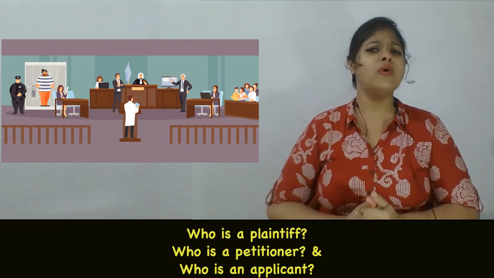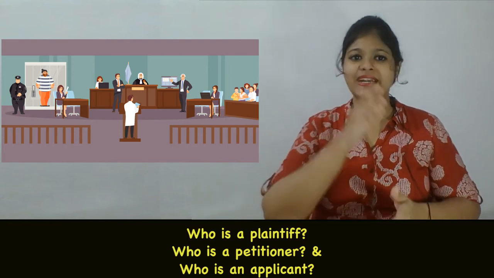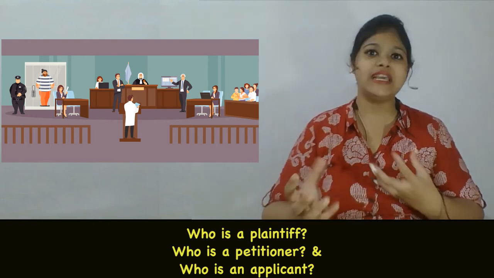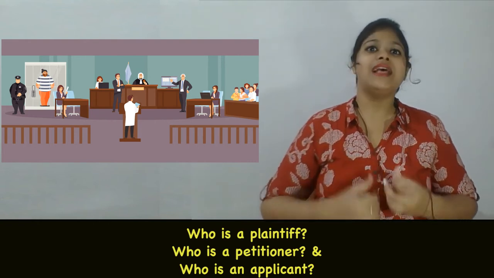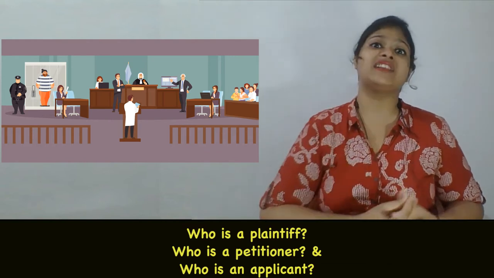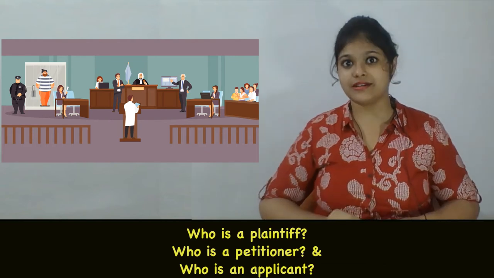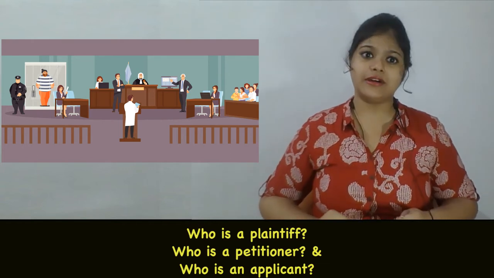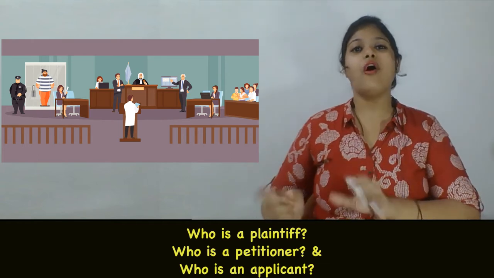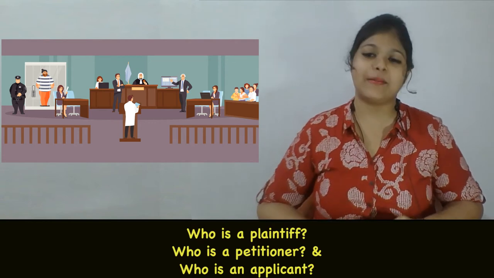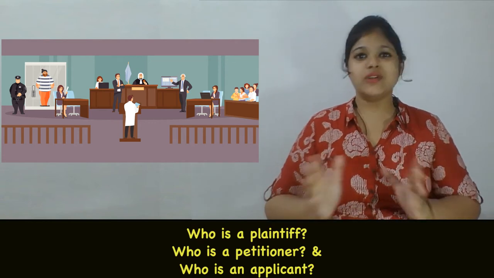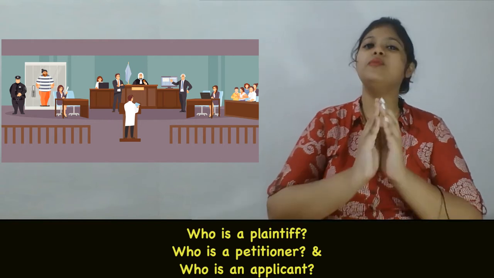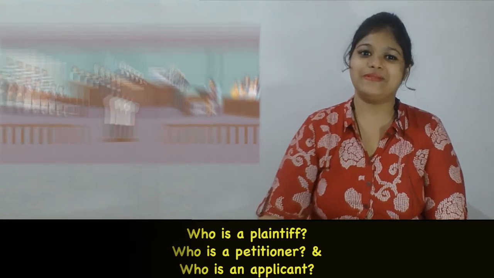And now, who is the applicant? The petitioner or the plaintiff who has moved to the court to seek relief, but the court has not yet taken cognizance of that particular matter. Until the court takes cognizance of the matter, that petitioner or the plaintiff will remain an applicant. So now I think it is a bit clear. We will move on to the next definition.